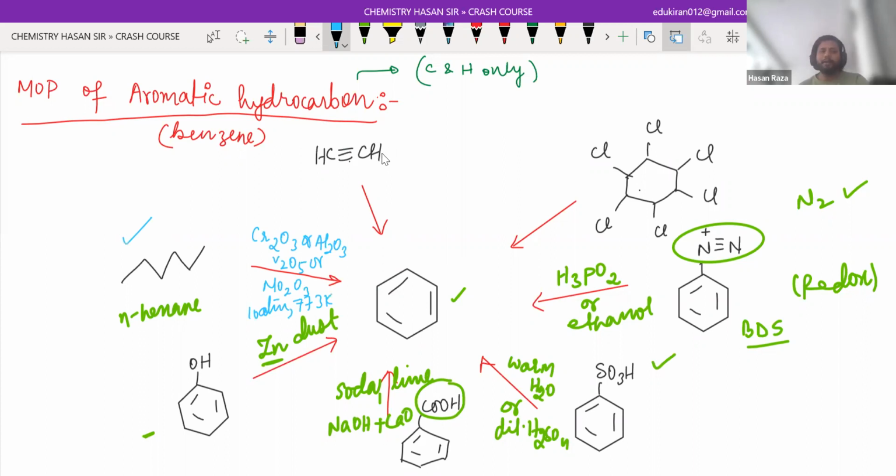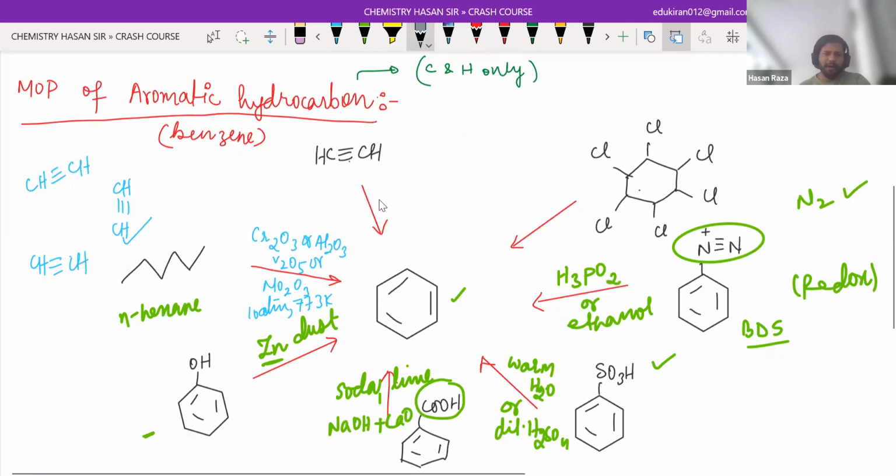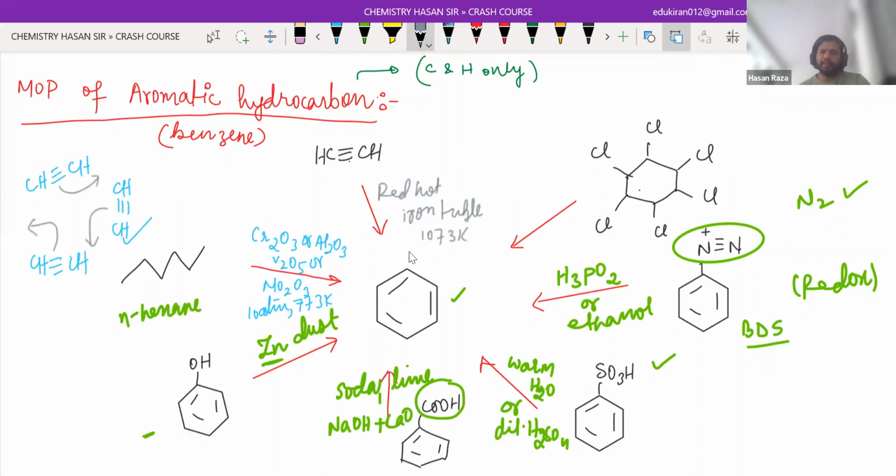Now, from alkyne or ethyne, how are you going to prepare it? It's very easy. I'm going to write CH triple bond CH, then CH triple bond CH, and then CH triple bond CH. What will happen if you pass this through a red hot iron tube at 1073 Kelvin? It will polymerize with each other and form benzene.